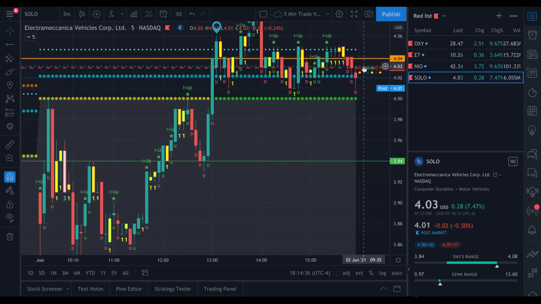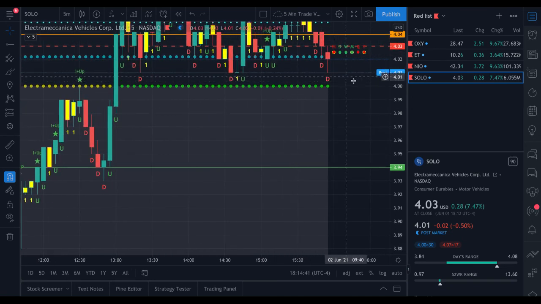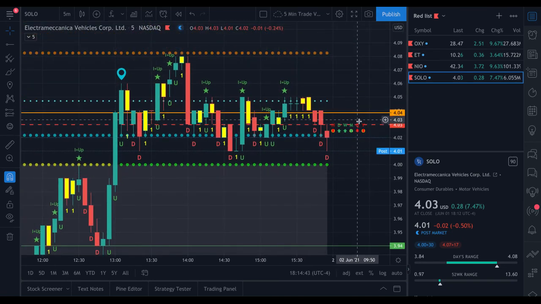You can see where I did put my tight stop, though. So I entered at 404, and I had a tight stop at 403. But I did not set that as an automatic stop loss. So I ultimately didn't get stopped out.